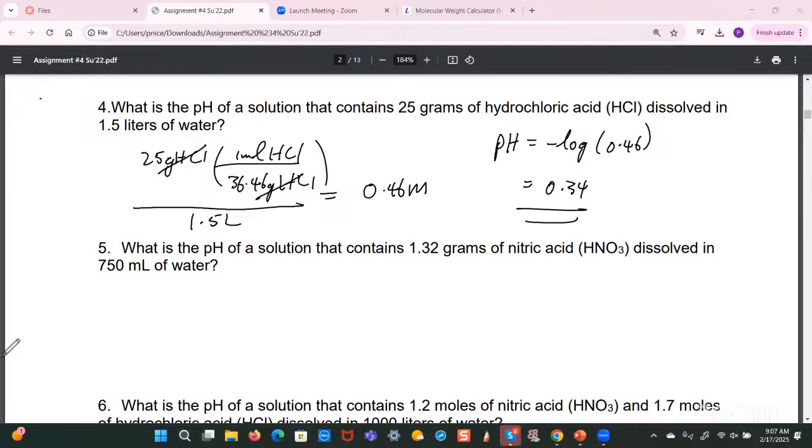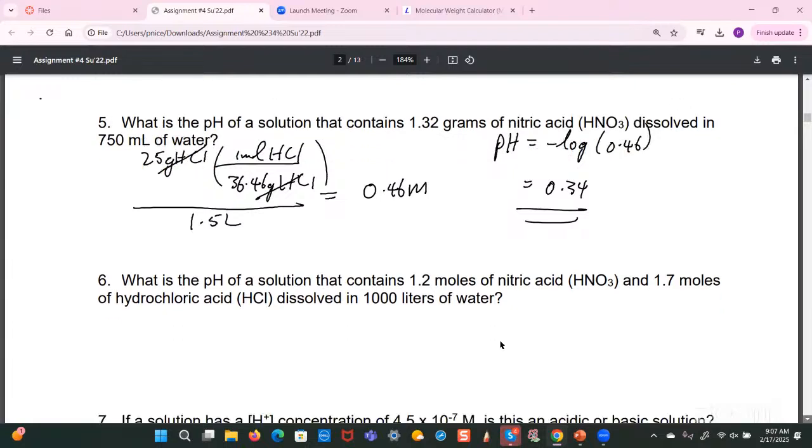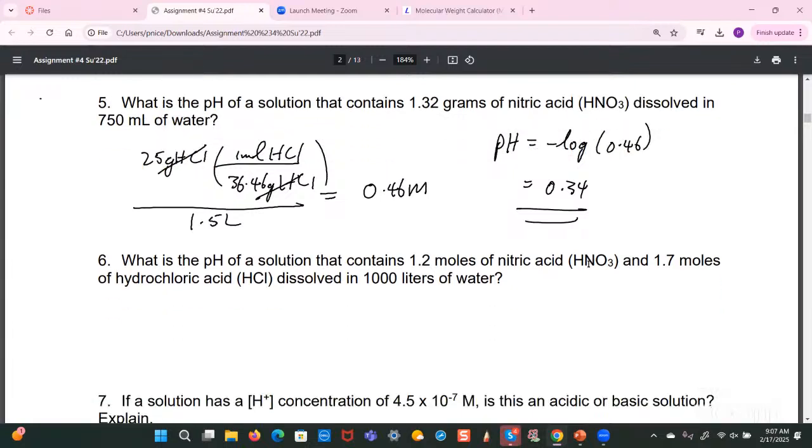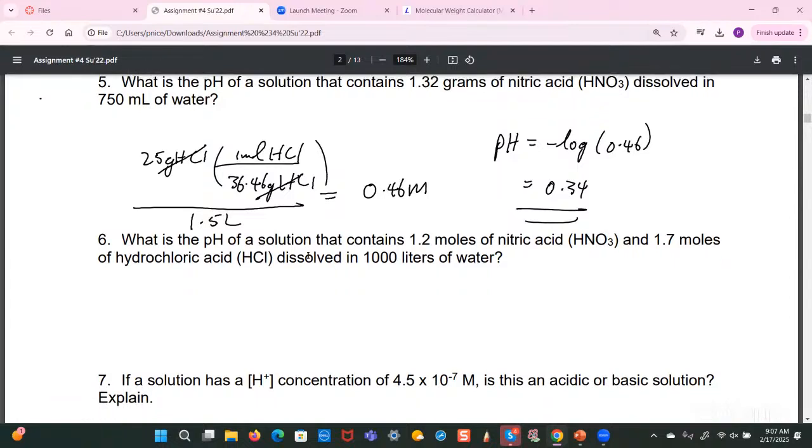So I'm going to leave you to do that one on your own. I want to see if I can squeeze in number 6 quickly. This page will contain 1.2 moles. Okay, let's do this one quickly. So basically you're mixing 2 acids, 1.2 moles of nitric acid and 1.7 moles of HCl, right? And you're dissolving it in 1,000 liters of water.